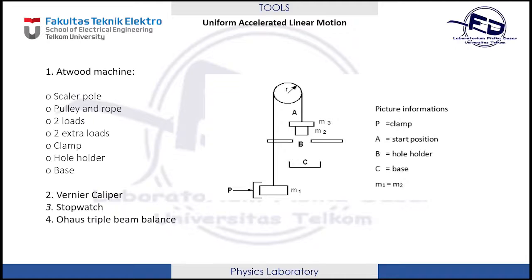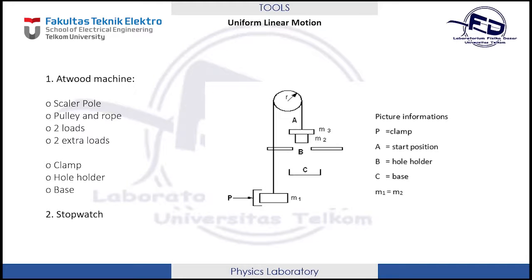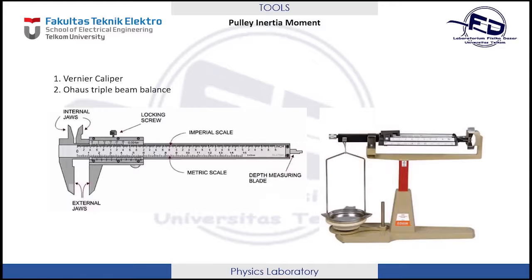The tools used for uniform linear motion are not much different from uniform accelerated linear motion. We need a full set of Atwood machine and a stopwatch. For pulley inertia moment, we only need a vernier caliper to measure the pulley radius and a triple beam balance to measure the pulley mass.